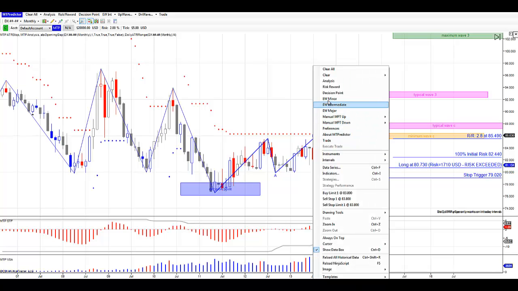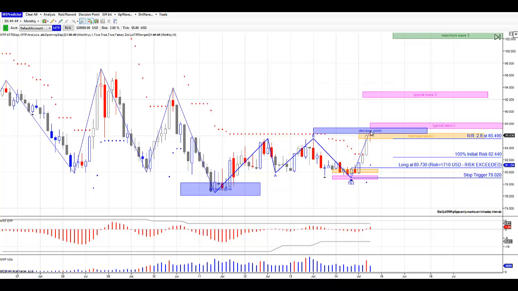We do have decision point resistance right here as well. So a large area of resistance here. This may end the dollar's run, right? But if this level gives way, then chances are we're going to see this level.